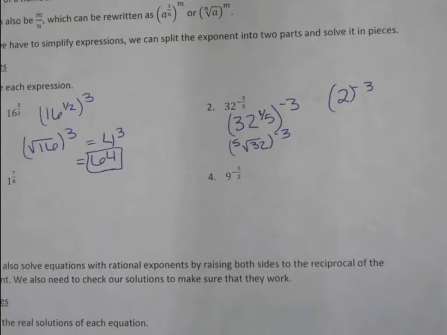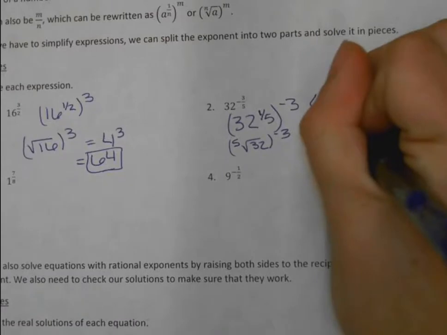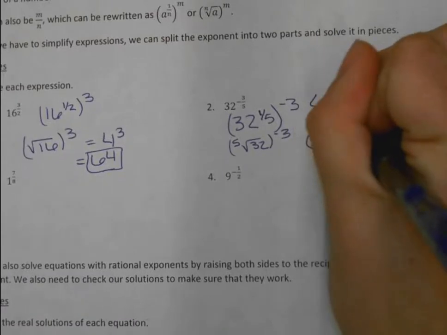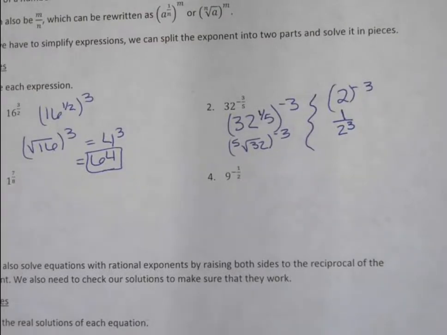Okay, so then I have 2 to the negative 3. Do you guys remember what negative exponents do? No, that's when you're working with square roots of negative numbers. Negative exponents make it a fraction. So it's going to be 1 over 2 cubed. I know what 2 cubed is. 8.